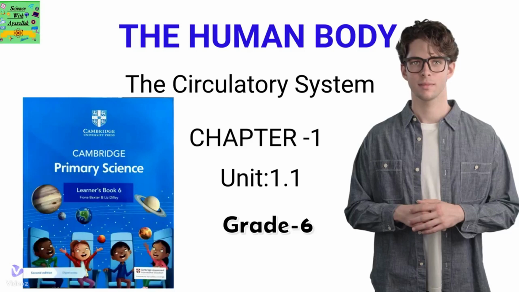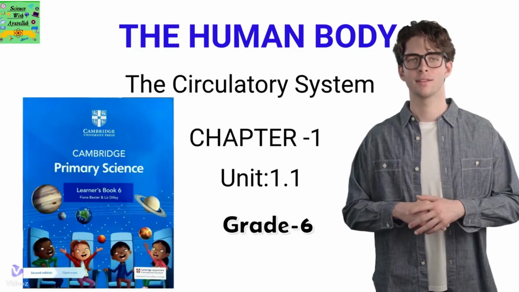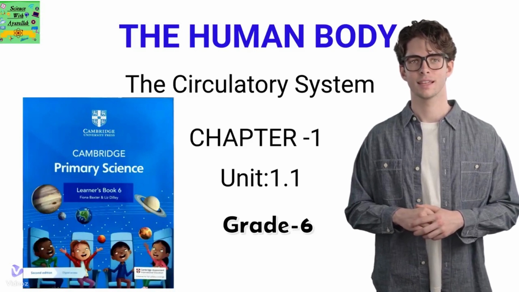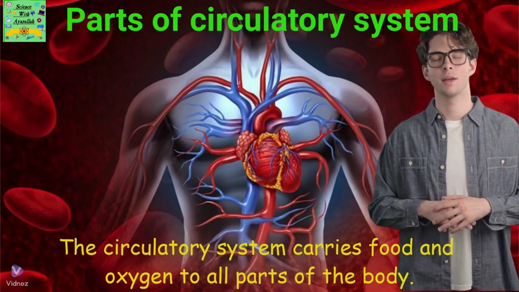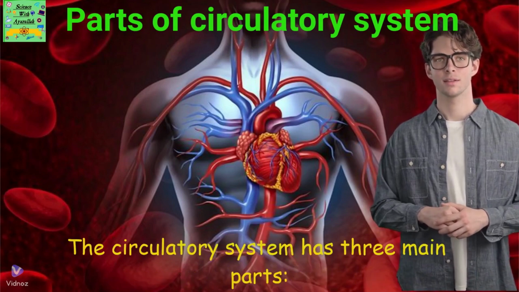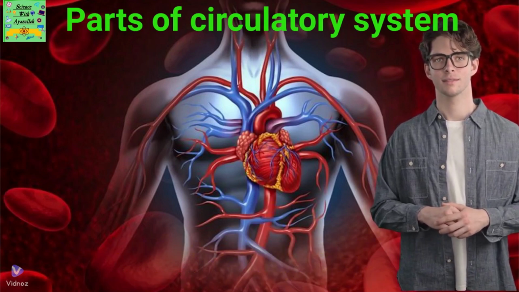Chapter 1 The Human Body. Unit 1.1 The Circulatory System, Grade 6. The circulatory system carries food and oxygen to all parts of the body. The circulatory system has three main parts: the heart, blood vessels, and blood.